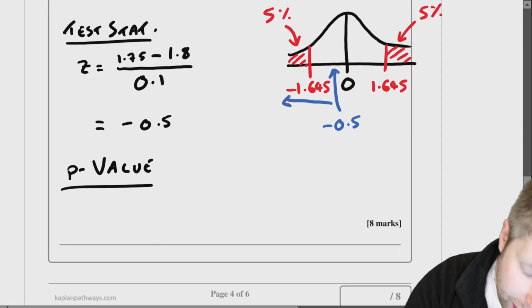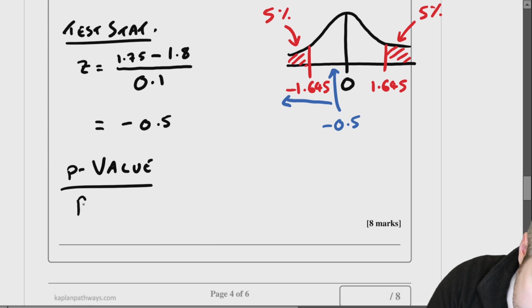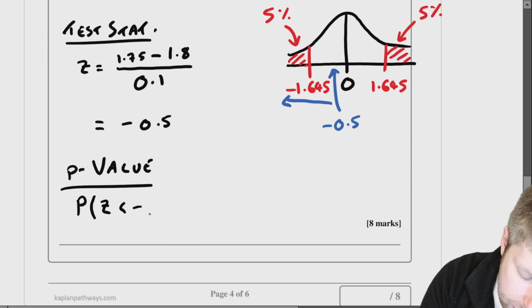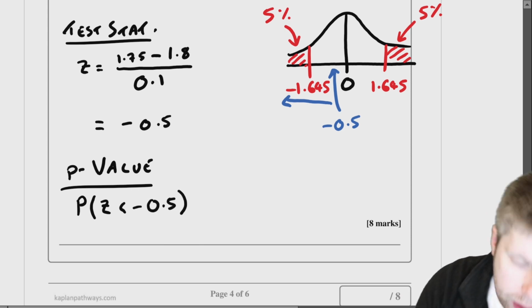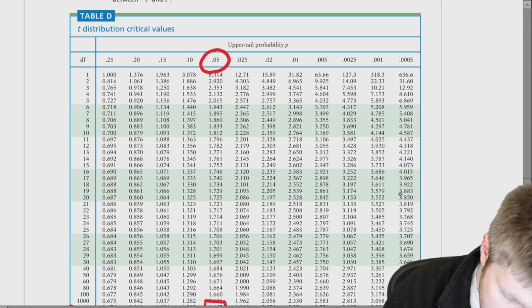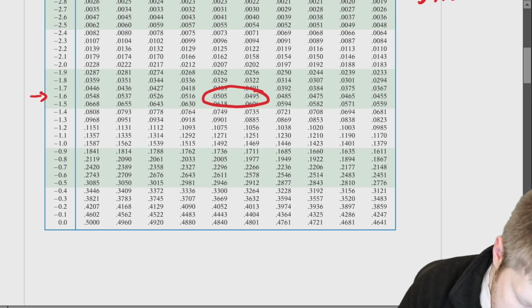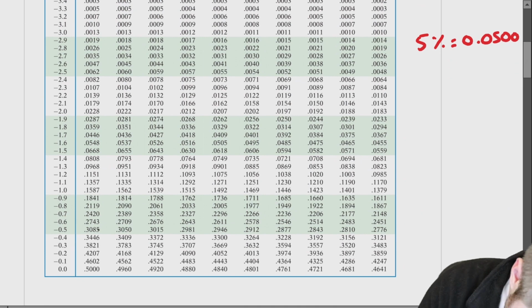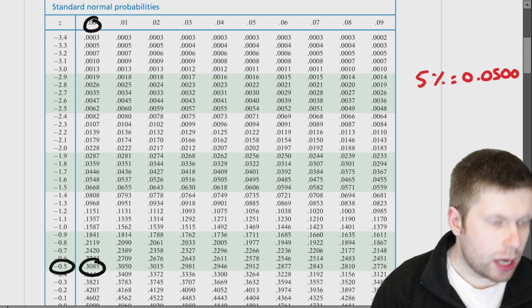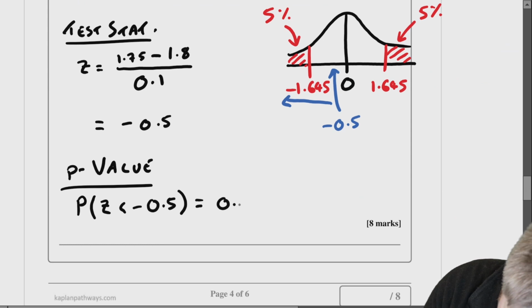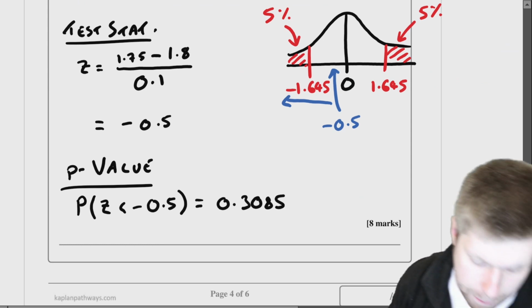So my p-value I will find by going into my z tables, because remember I'm using my z distribution here, and I'm looking for a value which lies further to the left of negative 0.5. So let's come into my tables then. Let's find my tables, and I'm going to be using my Z tables, and I'm looking for negative 0.5, which is going to be that one there, because that's negative 0.50. So it's 0.3085. So 0.3085 is my p-value.